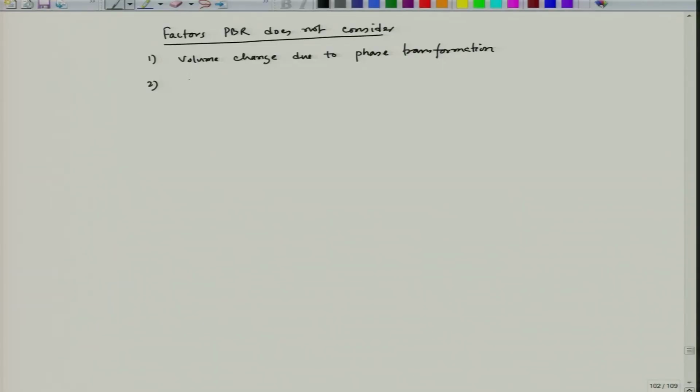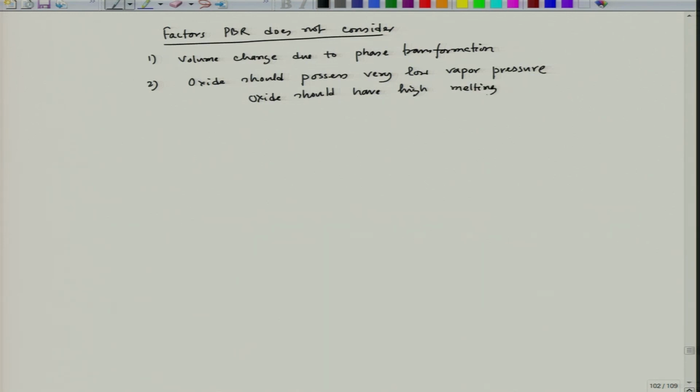So, an oxide should possess a very low vapor pressure, or I could say that it should have a high melting as well as boiling temperature. This is not considered in case of PBR.